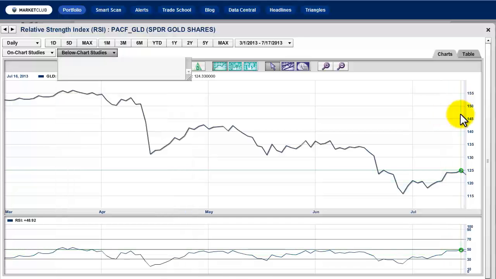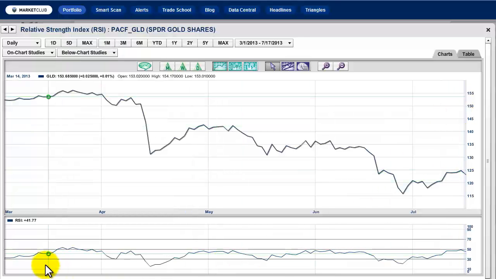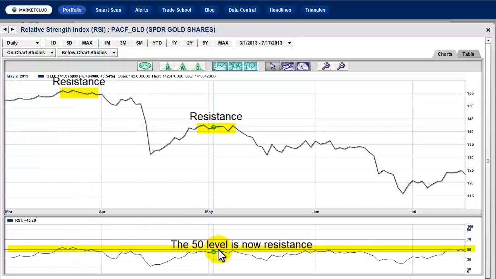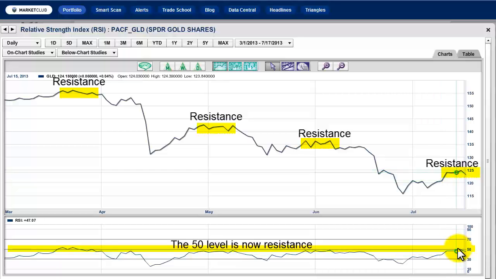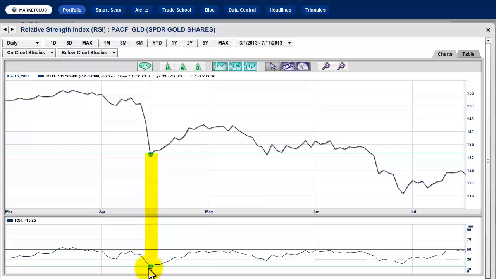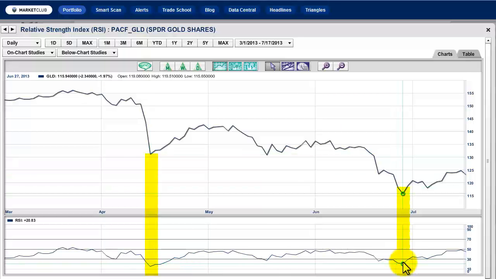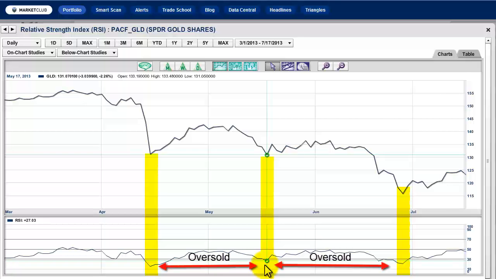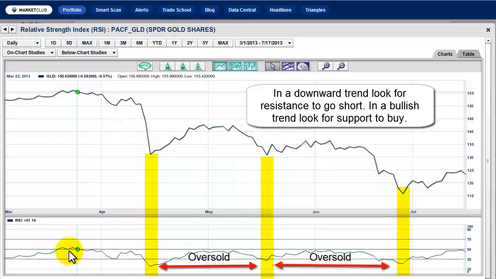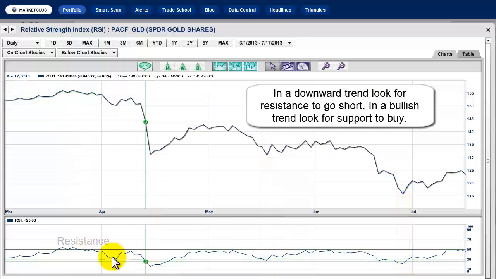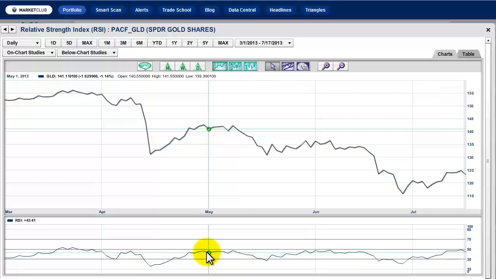Click off the indicator, and you can see every time it gets to the 50 level, it's resistance right around there, and again right around here. So technically, when it gets to obviously below here, it's oversold, and below here it's oversold, and perhaps even to a lesser degree right here. But generally speaking, in a downward trend, you want to be looking for resistance to go short, not to buy, but just to go short. And in a bullish trend, it's just the opposite, which I just showed you. So that's how you use the RSI to successfully trade in the markets. Now, it's best to use it with other indicators, such as moving averages for trend, and so forth.